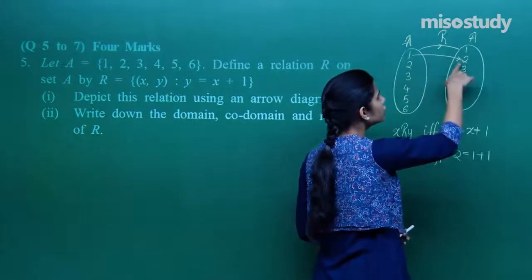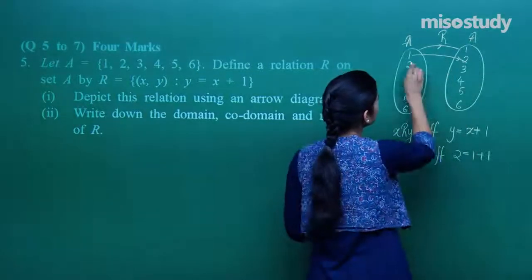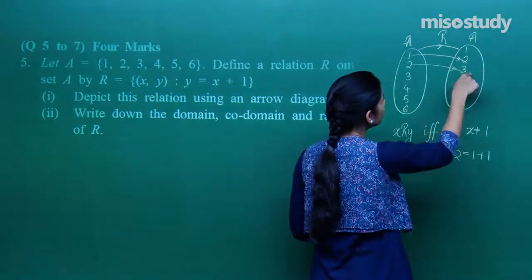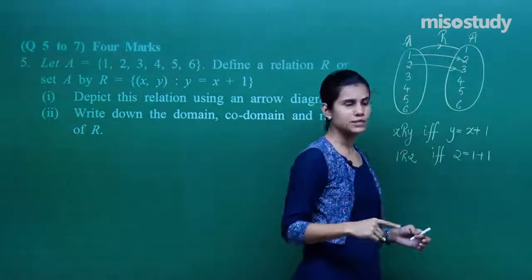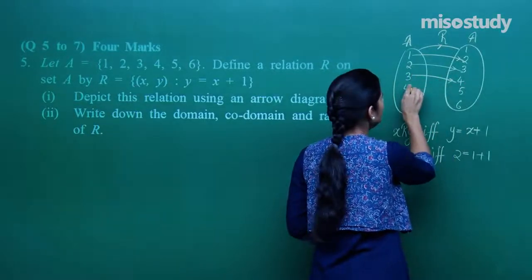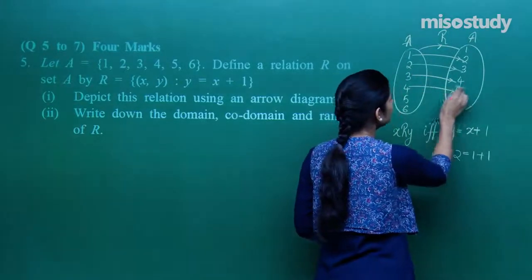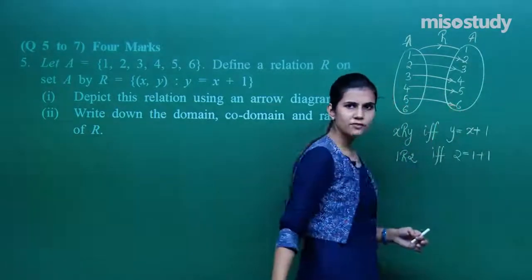Because 1 is related to 2, why? Because 2 can be written as 1 plus 1. Similarly, 2 is related to 3 under R because 3 can be written as 2 plus 1. X is related to y when y can be written as x plus 1. 3 is related to 4 because 4 can be written as 3 plus 1. 4 is related to 5 because 5 can be written as 4 plus 1. 5 is related to 6 because 6 can be written as 5 plus 1.